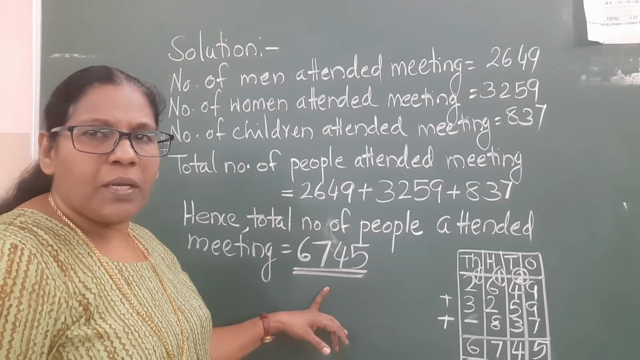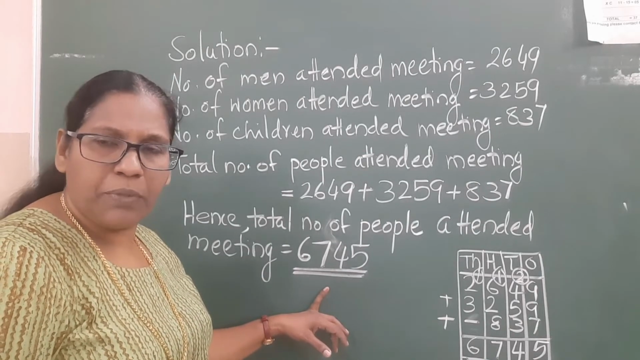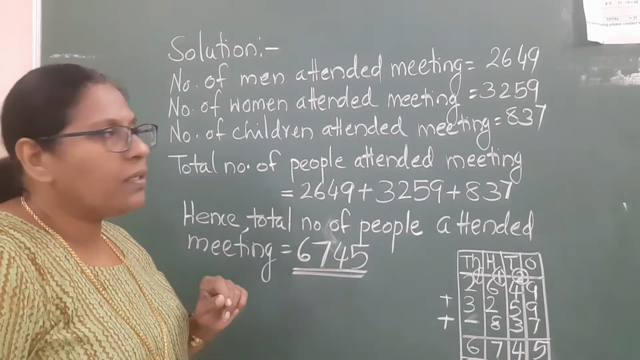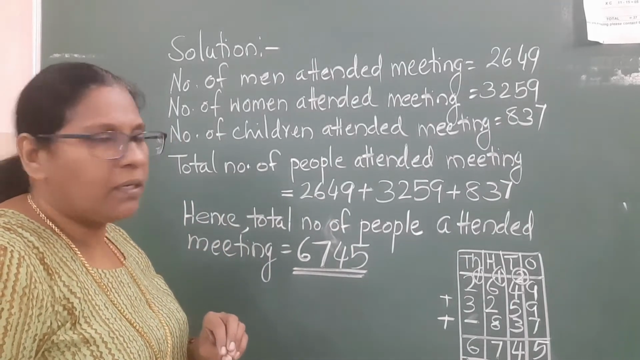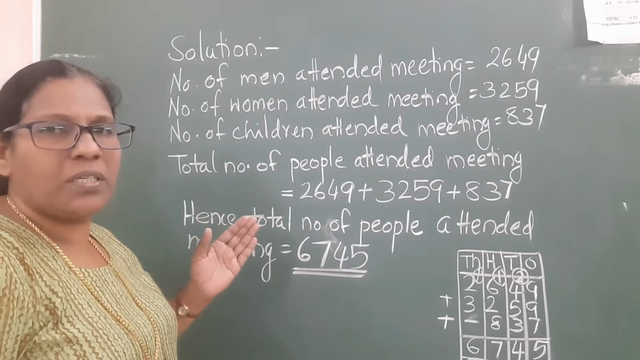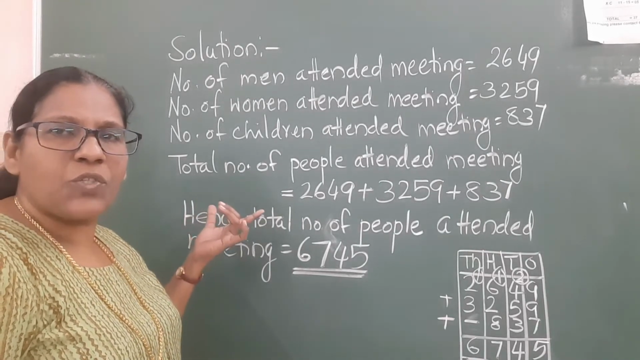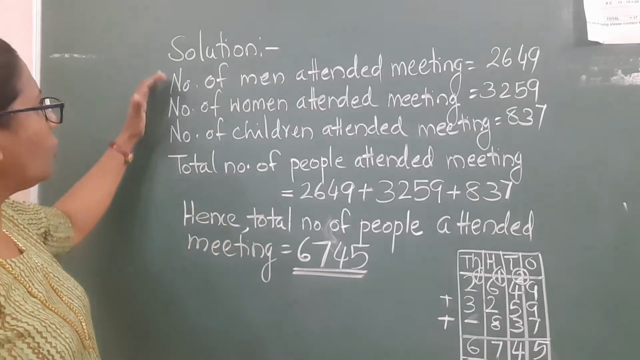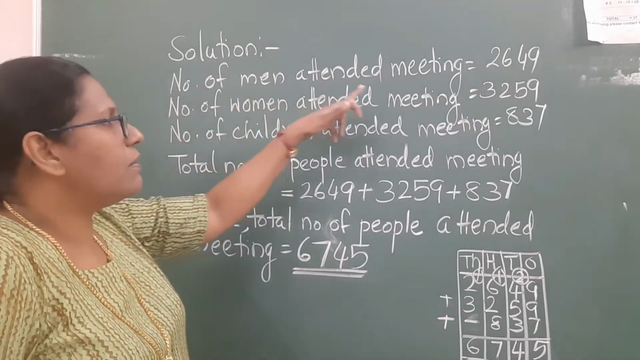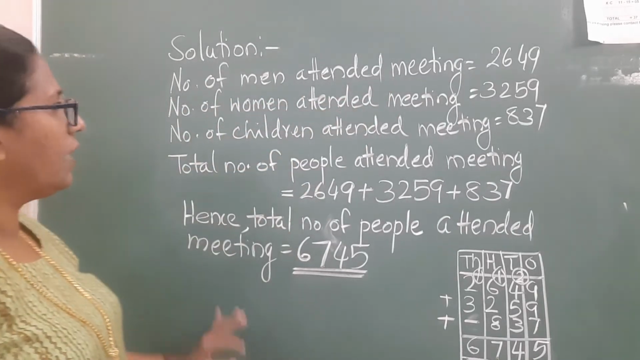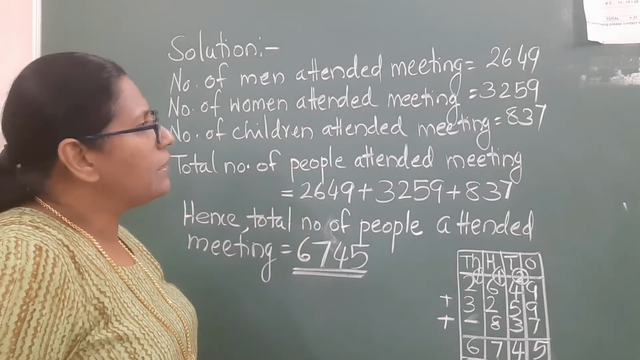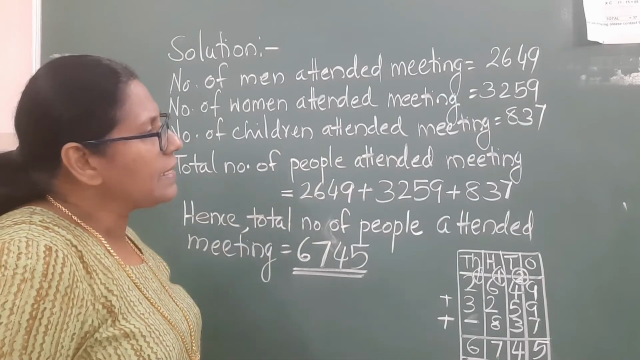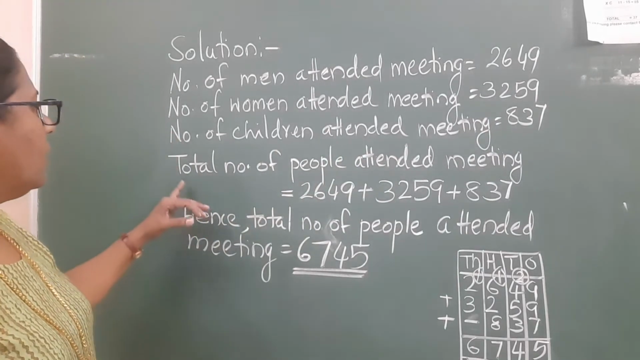At the meeting, a political leader was addressing people. There were 2,649 men, 3,259 women, 837 children. The question is asked to find the total number of people attended the meeting. For that, we have to write the solution. Number of men attended meeting is equal to 2,649. Number of women attended meeting is equal to 3,259. Number of children attended meeting is equal to 837.